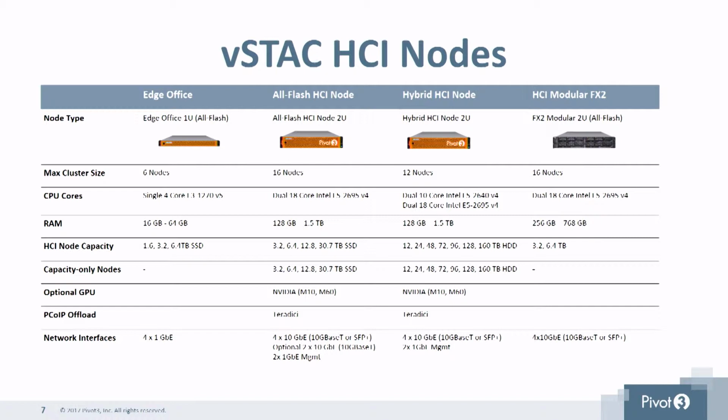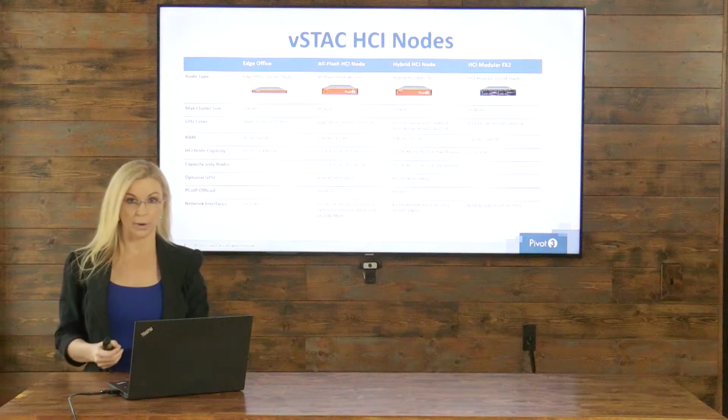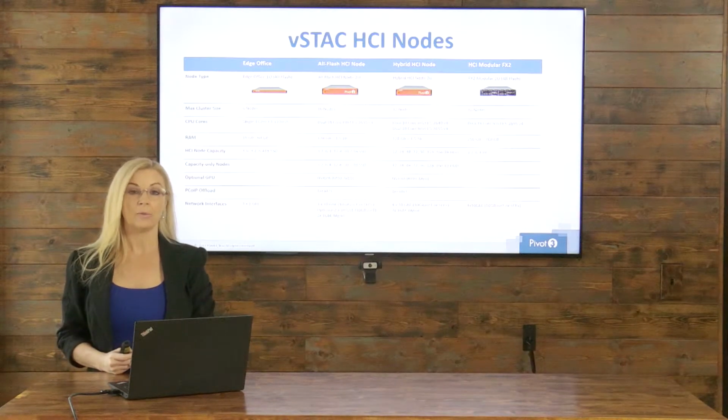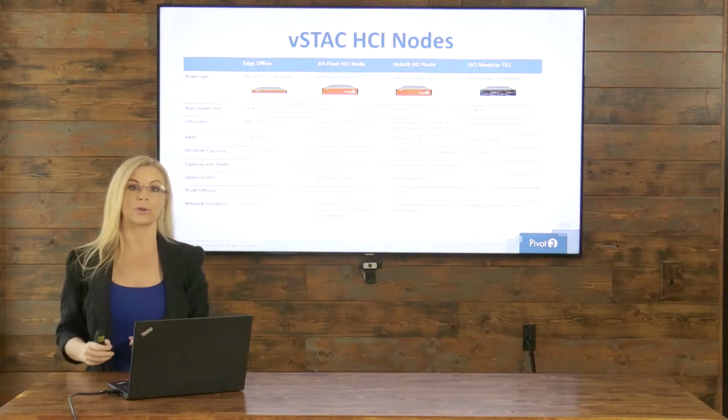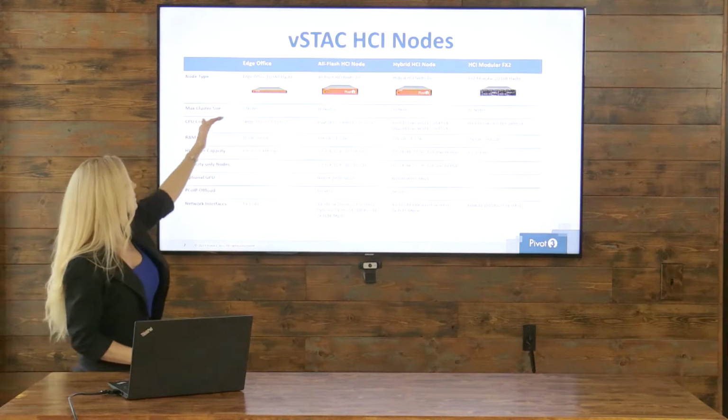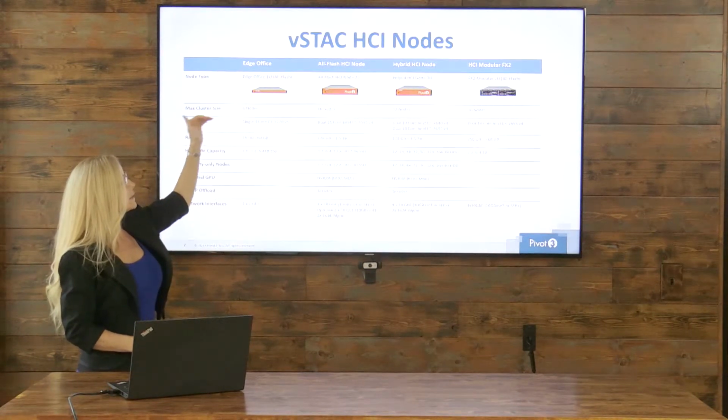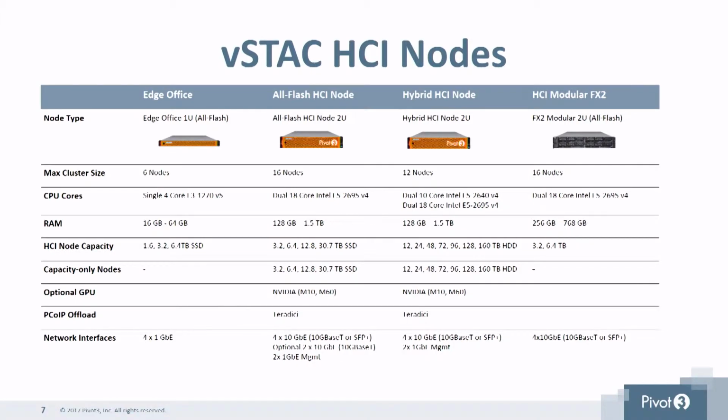The edge office is aimed at our remote office, branch office solutions. Within the edge office, those are 1U servers, and they'll scale up to 6 nodes per server. It has a single 4-core CPU, and you can have up to 64 gigs of memory per node. And those come in sizes from 1.6 terabytes per node to 6.4 terabytes per node.